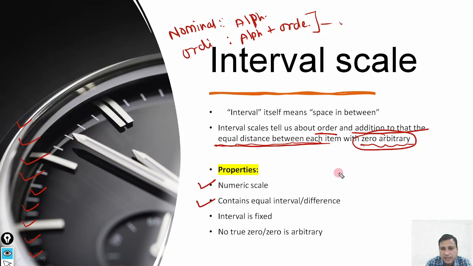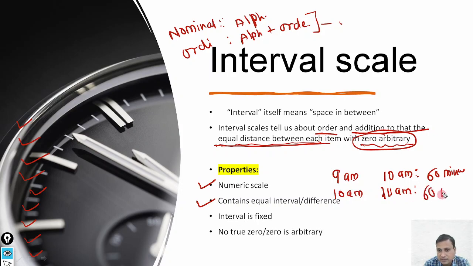Suppose I am measuring time. The difference between 9 a.m. and 10 a.m. is how much? That is 60 minutes. Correct? Then how much is the difference between 10 a.m. to 11 a.m.? Is it the same or different? Will it be 61 minutes or 65 minutes? No, it will remain the same. That is again 60 minutes. So there is equal interval between two points in the interval scale. Interval is fixed. And no true zero, or zero is arbitrary.